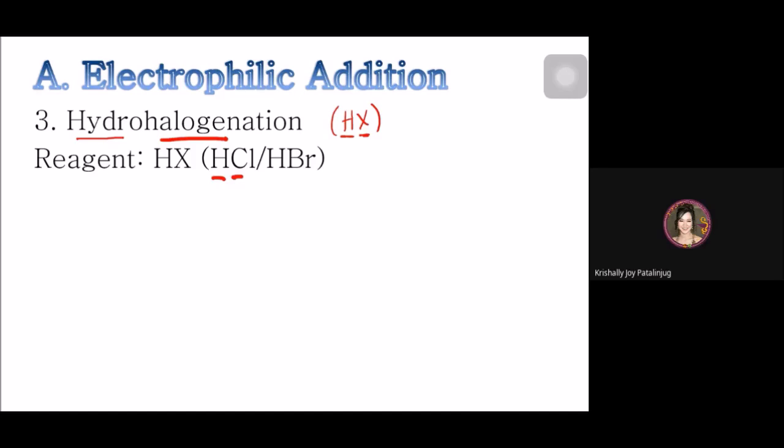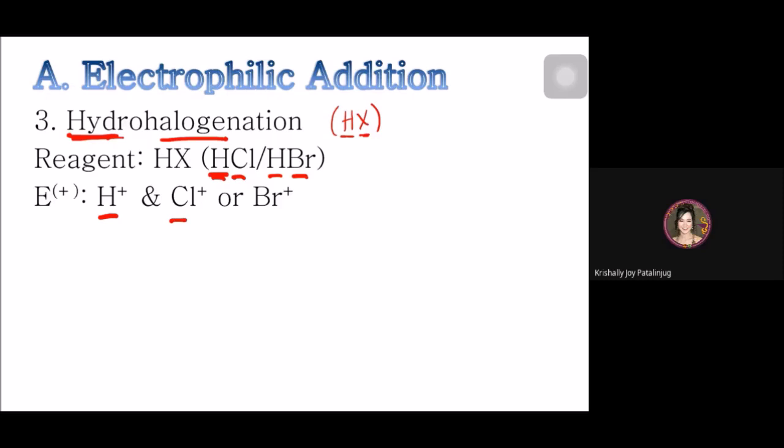Hydrochloric acid, or the other one is hydrobromic acid, or this is hydrogen chloride or hydrogen bromide. Di ba? You have a hydrohalogen. So what are the electrophiles that can be produced from this reagent being added? So we have H plus mula sa hydro, di ba? Siyempre makakuha tag electrophile nga H plus, and the other one is the halogen. Depende unsa ginamit nga halogen.